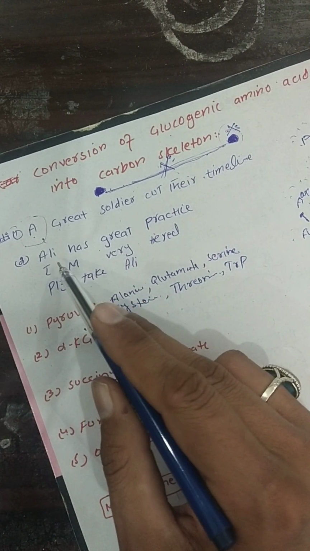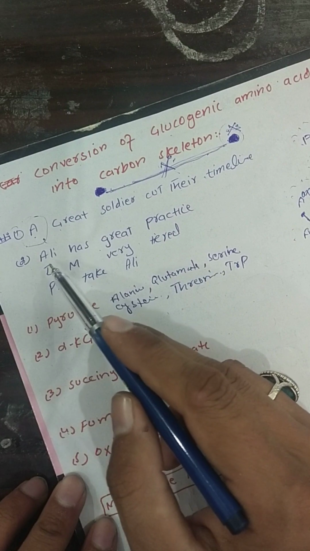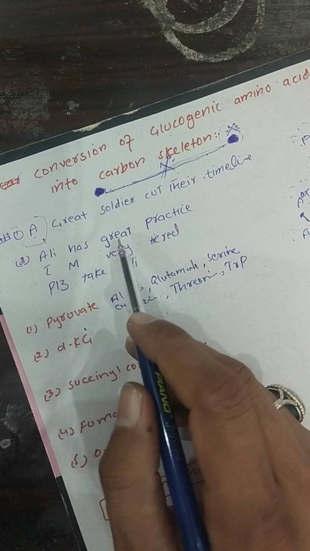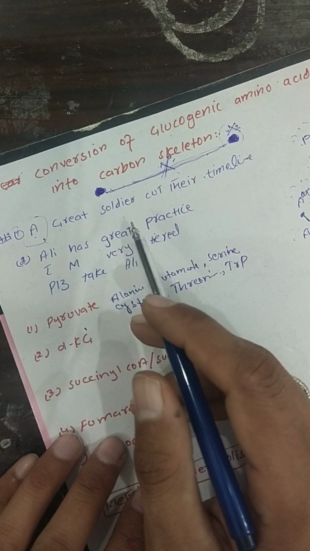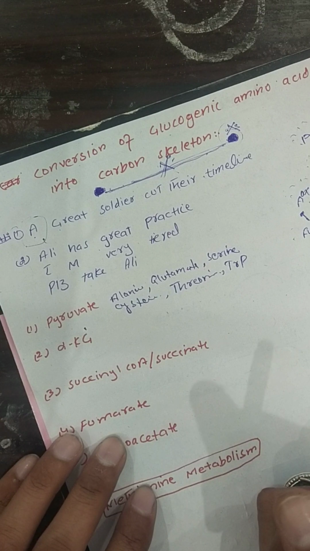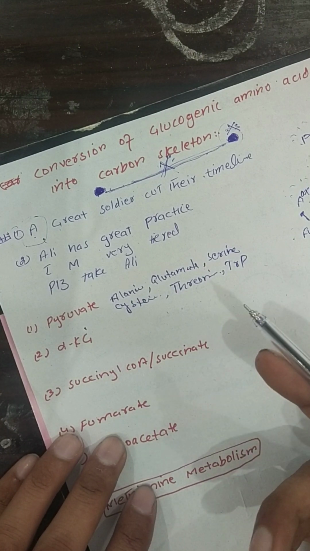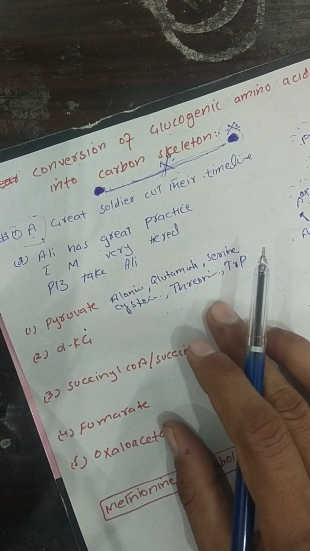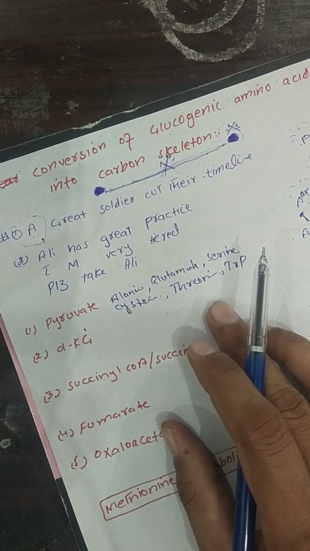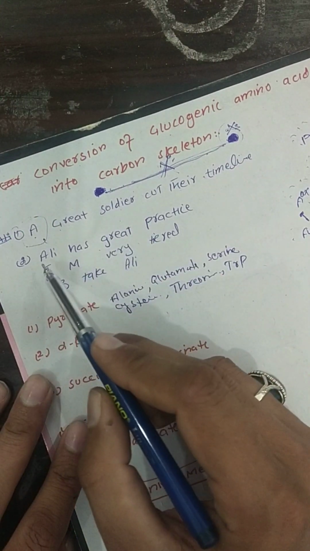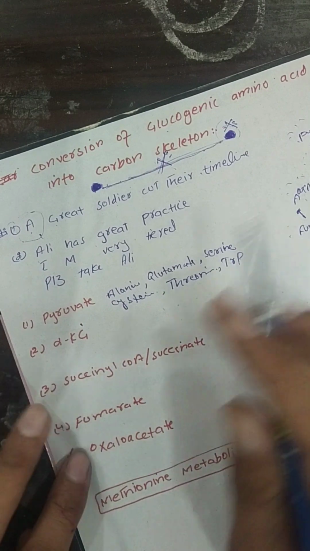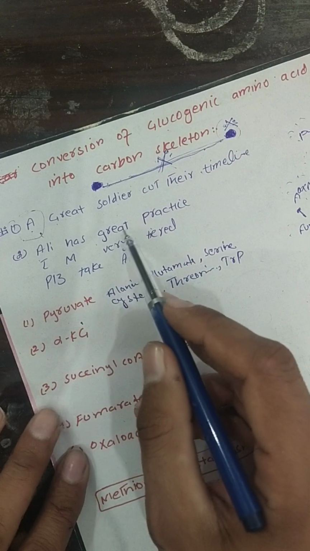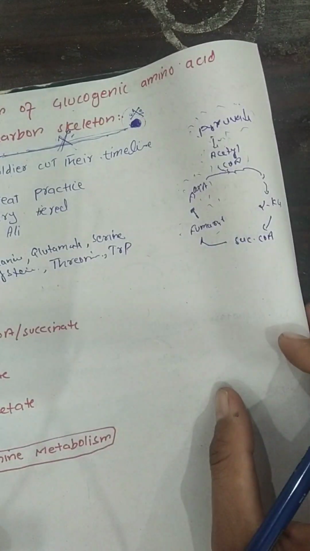The second mnemonic is: Ali has great practice. I am very tired. Please take Ali. This mnemonic is used if some person comes to me and says, Dr. Ezy, please do this work for me, and I just reply, oh, I am very tired, please go to Ali, he has practice in this work, he will do your work. So the mnemonic is: Ali has great practice, I am very tired, please take Ali with you to do some work. This line, Ali has great practice, is for alpha ketoglutarate.